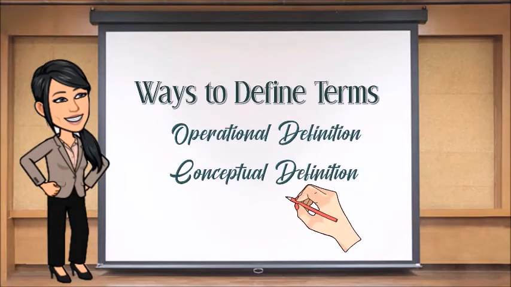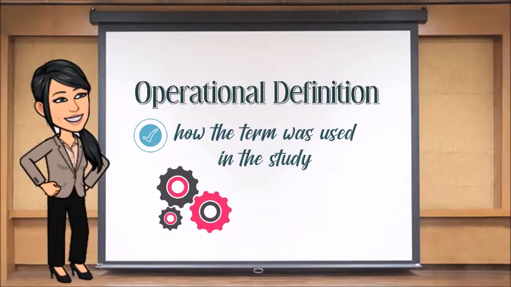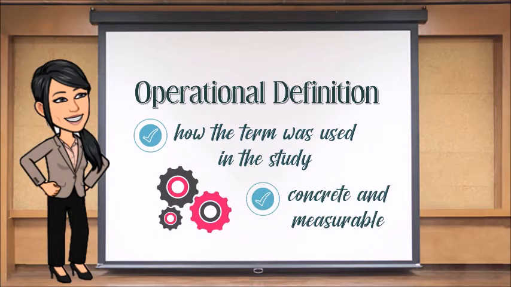There are two ways to define terms in your study: operational definition and conceptual definition. Operational definition refers to how the term was used in your study. It means that operational definition allows the researcher to describe in a specific way what he meant when he used a certain term in his study. Generally, operational definitions are concrete and measurable.